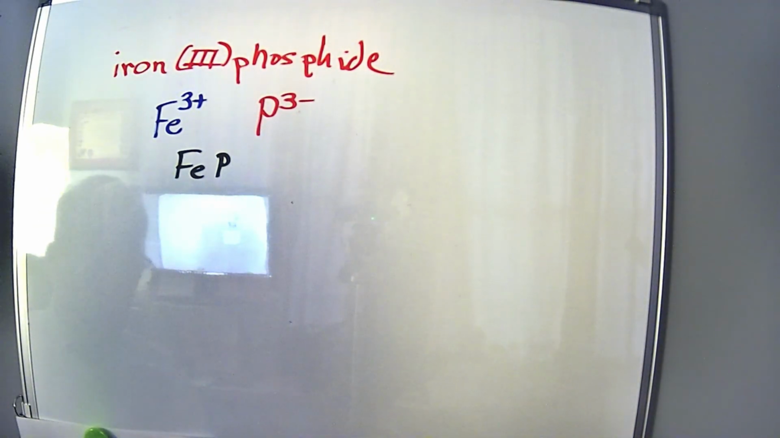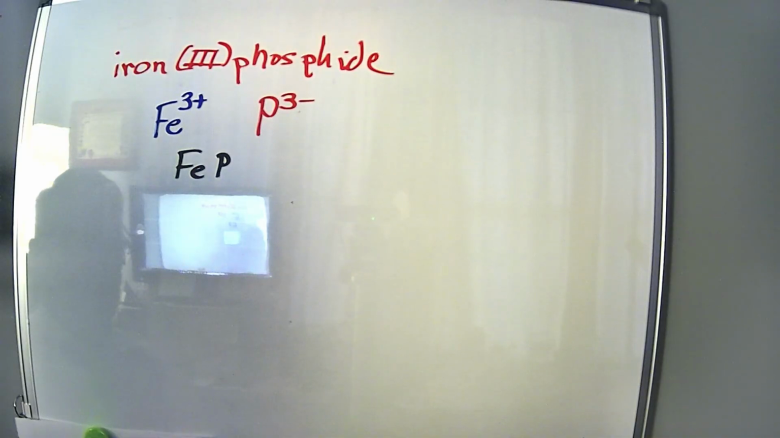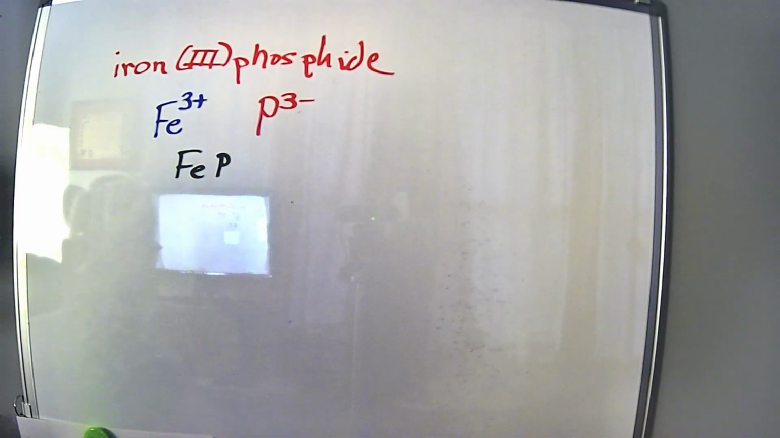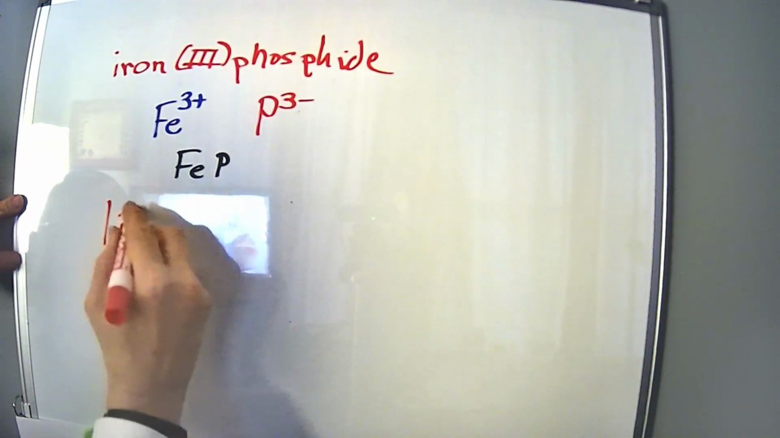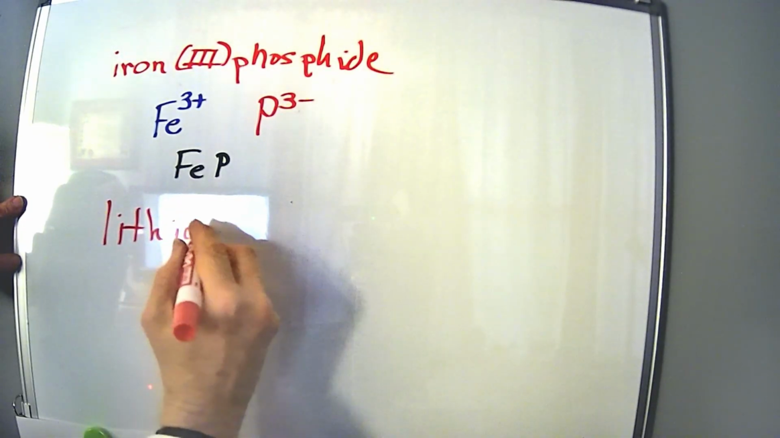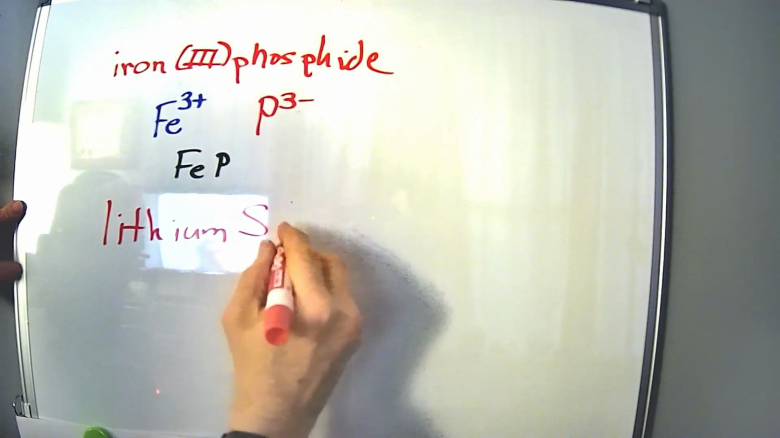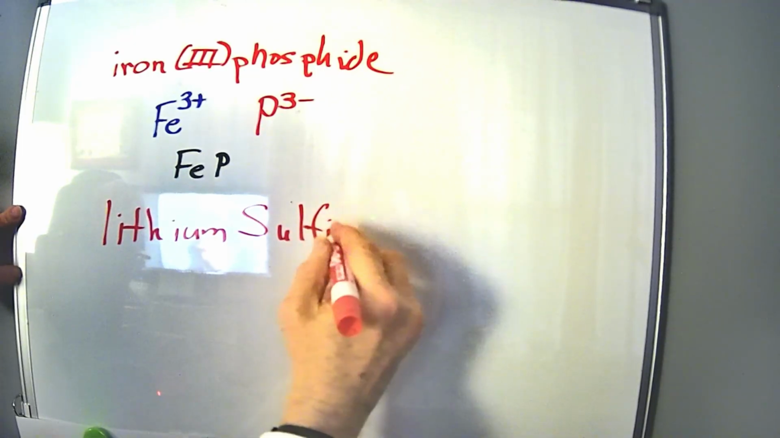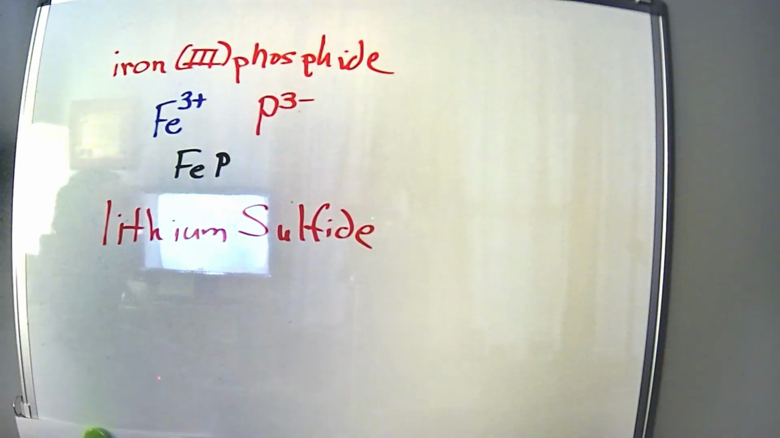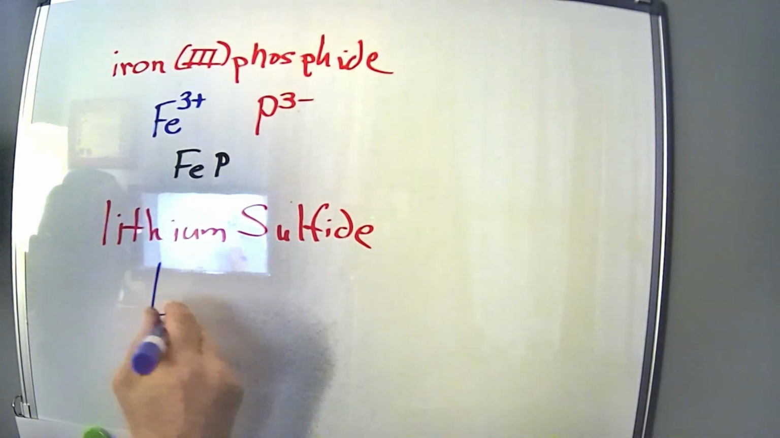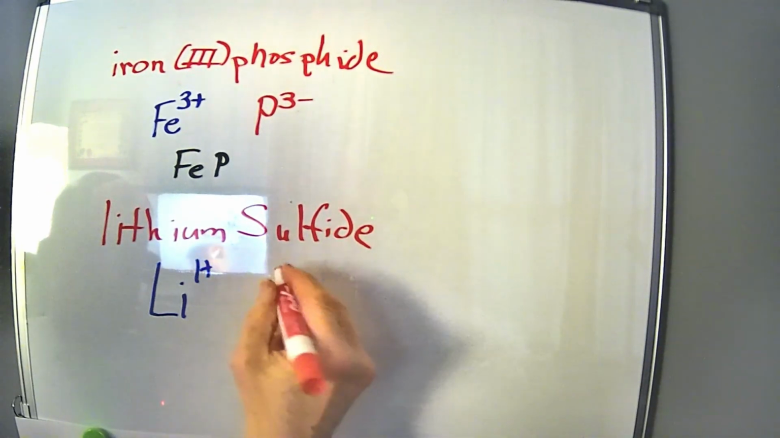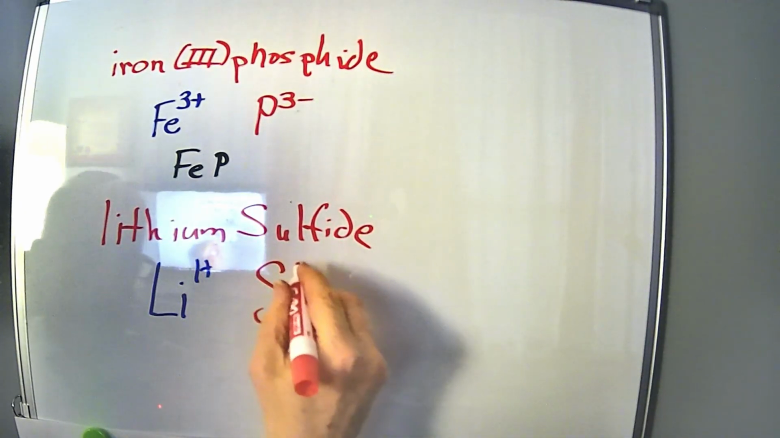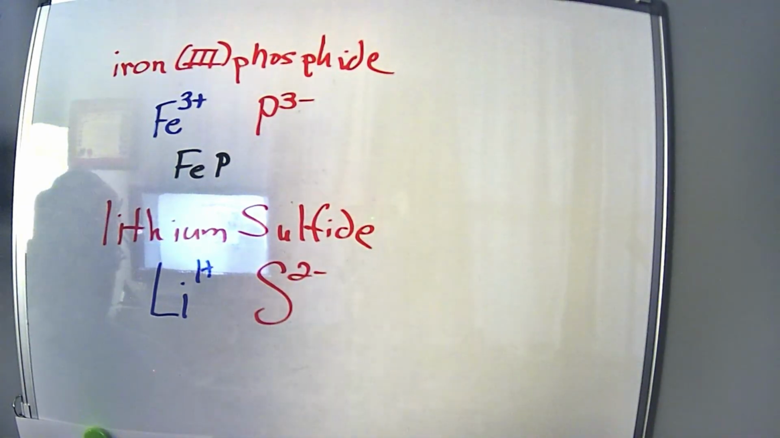All right, so all these have been pretty simple so far because the charges are all equal to 0 without you having to do anything. Let's look at some more that are a little more complicated now. Lithium sulfide is our next one. Lithium is a 1 plus. The sulfide ion is a 2 minus. So this time we don't have a charge of 0 right off the bat.